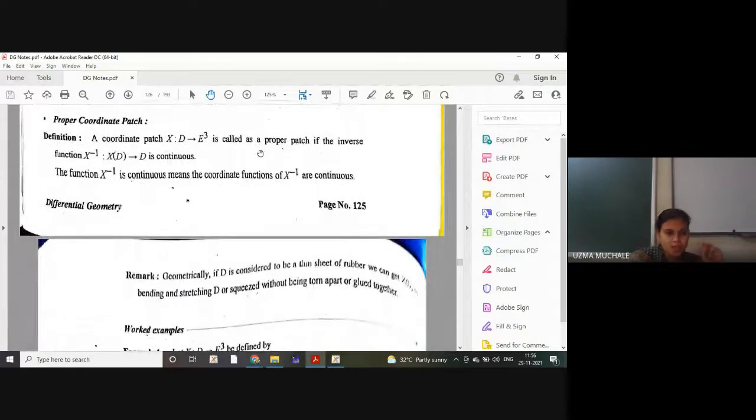Now we have the definition of a proper patch. A coordinate patch x from D to E3 is called a proper patch if the inverse function x inverse from x of D to D is continuous. Simply put, if you want to find out whether x is a proper patch, first it should be a coordinate patch. Second, x inverse is a continuous function. The function x inverse being continuous means that the coordinate functions of x inverse are continuous.